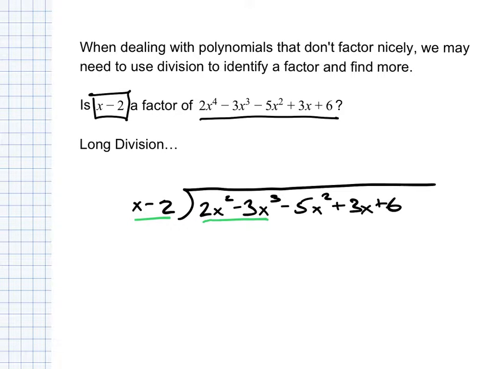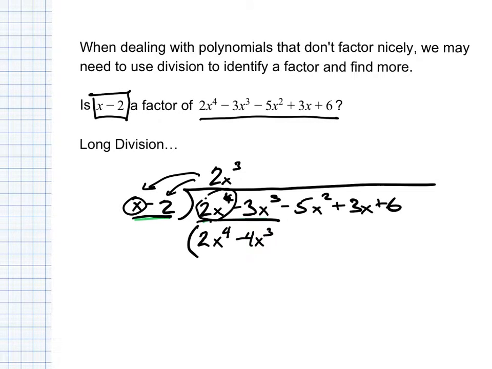So if x minus 2 goes into or is a factor of 2x to the 4th minus 3x cubed, I'm going to divide the lead term by the lead term. 2x to the 4th divided by x is 2x cubed. I put that on the top as a part of my quotient. Then I multiply by the outside and I put it underneath my 2 terms. So 2x cubed times x is 2x to the 4th, and 2x cubed times negative 2 is negative 4x cubed.